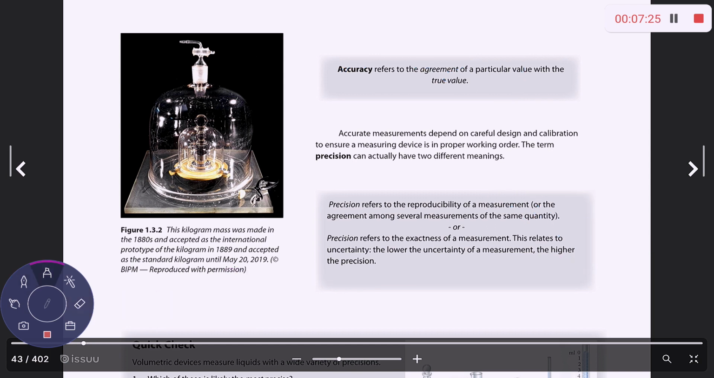Now, when we talk about precision, we are talking about 2 different things. We're talking about the number of places beyond the decimal that you can record a measurement. So that would be this right here. So the exactness of a measurement is the way that your textbook likes to refer to it. And this simply means more decimal places.